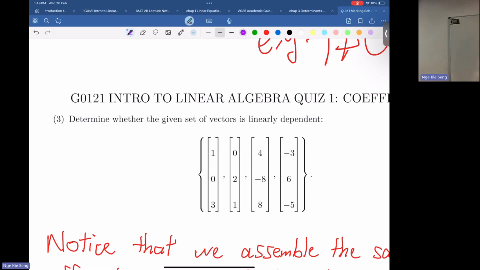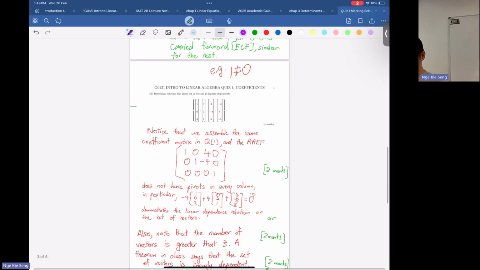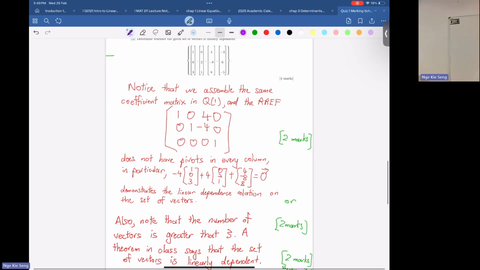So let's see, what do we do here? I assemble them, and I go a bit advanced. Straight away form this matrix, row reduce it, and then check that it doesn't have a pivot in every column. So in particular, it has a free variable. This is the free variable way to solve it.